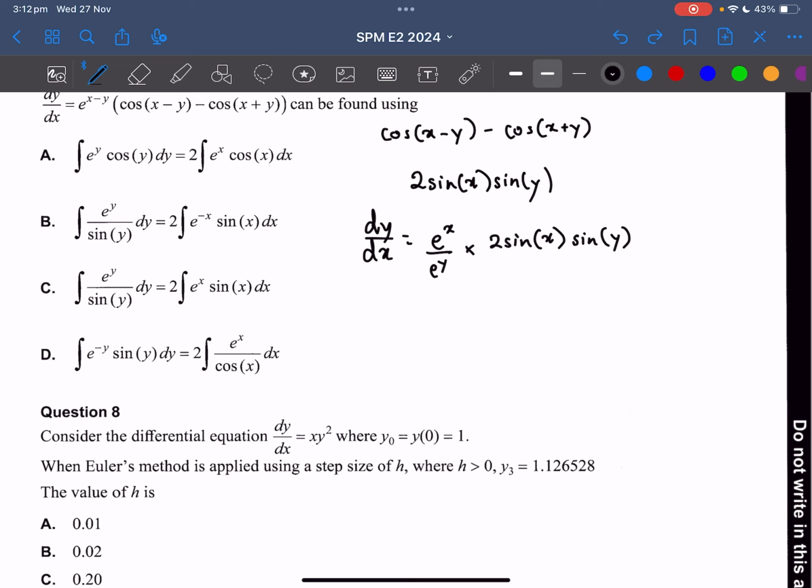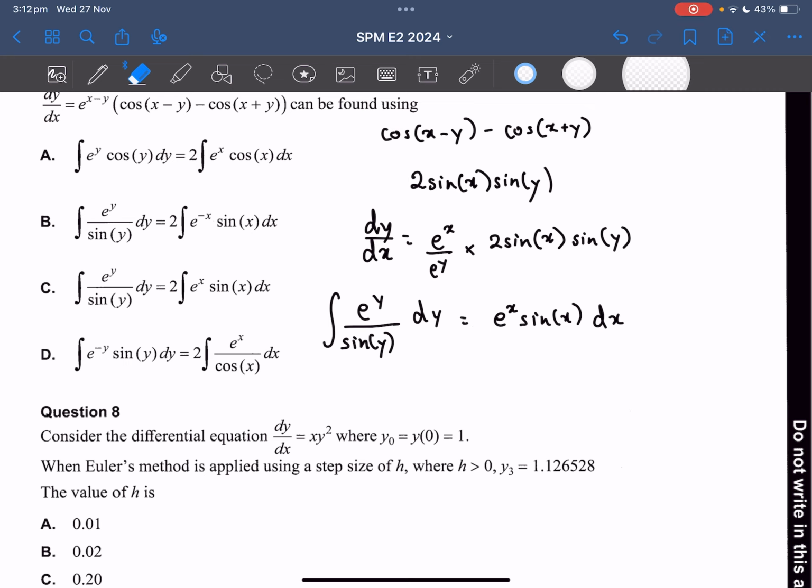Okay, so e^y divided by sine y dy, integrate that, equals 2e^x sine x dx, integrate. Oh, and the 2 is going to be outside the integrals because it's a constant, so it makes sense. Okay, so let's see which option matches. So not A, not B, C.